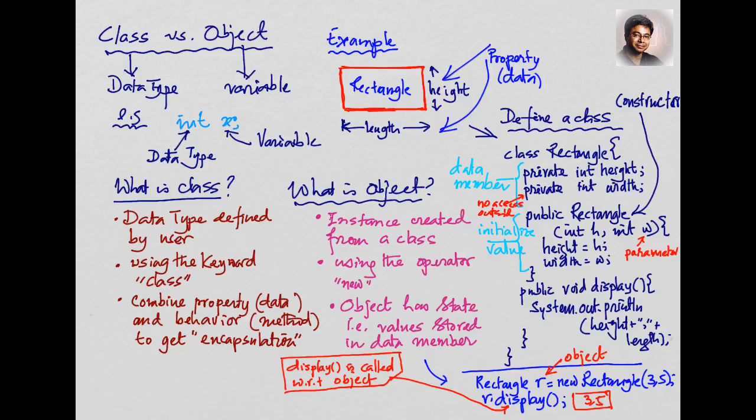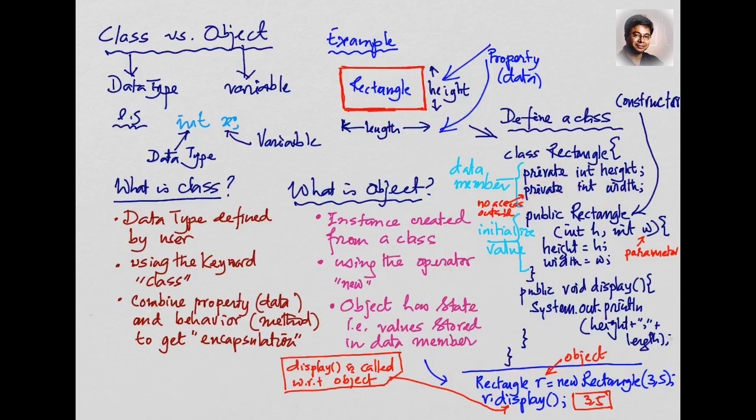So what you do first, you define a class. How do you define a class? You use the keyword class, and then the name of the class is Rectangle. Always remember the first letter is capital, and for every word the first character will be capital. So you declare first two data members. This is actually data members. You have height and width.